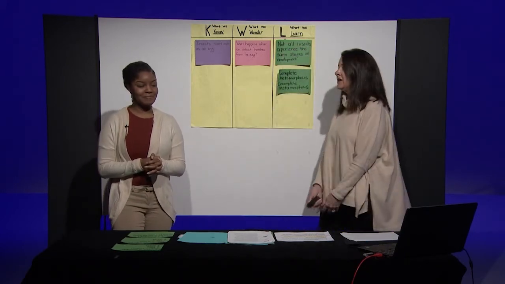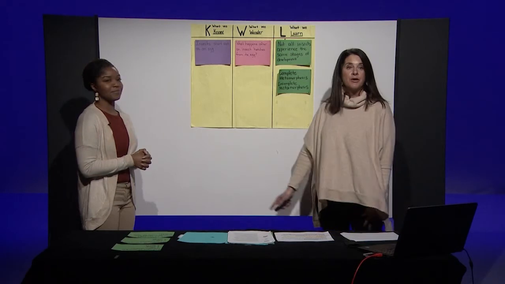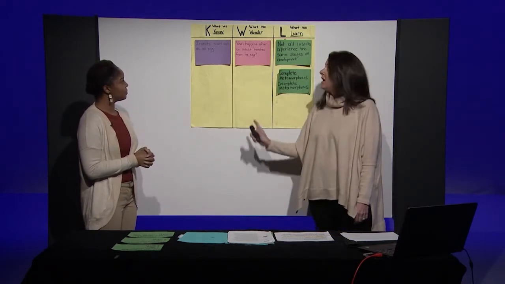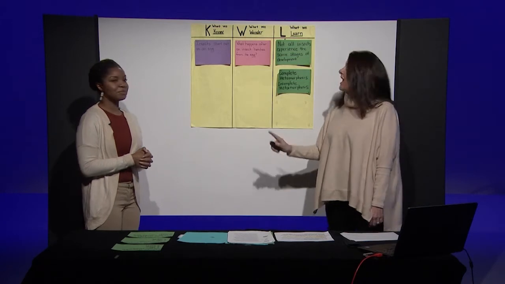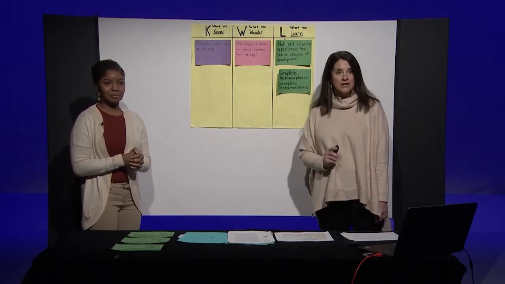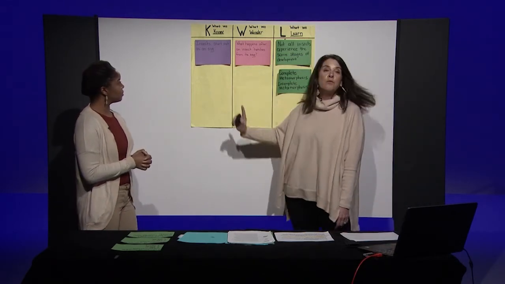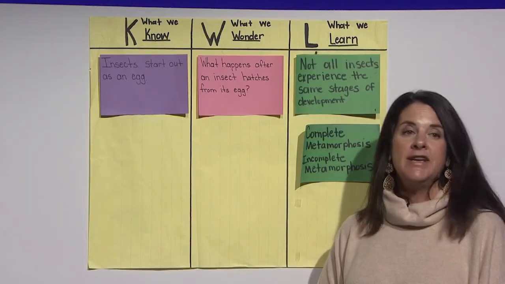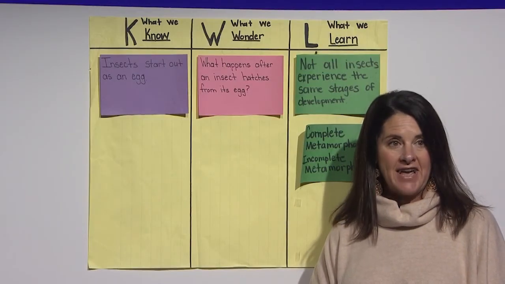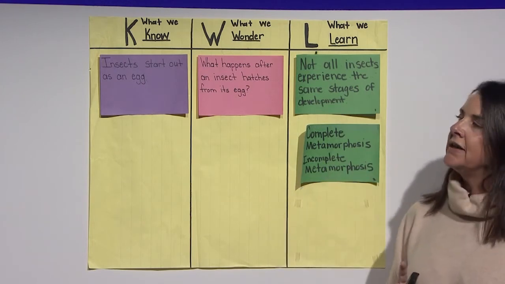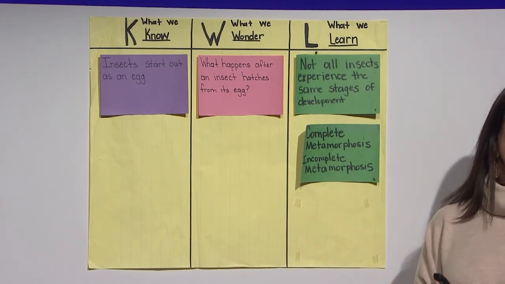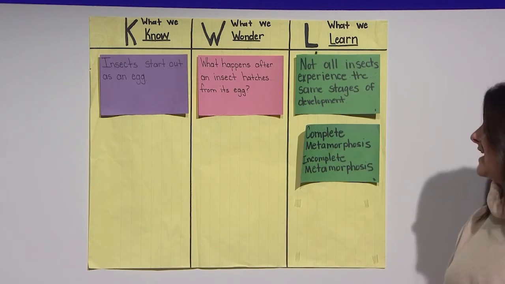Today's lesson is part 2 of the life cycles of insects. We're going to review what we learned in part 1. So let's start with our KWL chart. Remember, the K is for what we know, the W is for what we wonder, and the L is for what we learned. During part 1 of our lesson on insect life cycles, under what we know, Miss Latondra shared that she knows that insects start out as eggs.